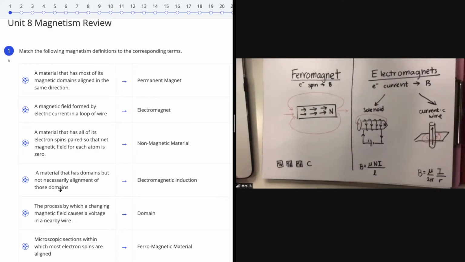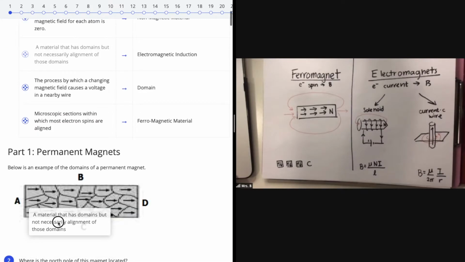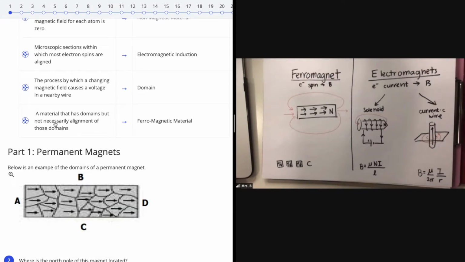Now, a material that has domains, but not necessarily alignment of those domains, is called a ferromagnetic material. So let's drag that one down. This is something like iron, nickel, or cobalt, in which it has domains because it has unpaired electrons. The most common form of iron, for instance, has 4 unpaired electrons, so each individual iron atom acts like a mini magnet. Iron doesn't have to be aligned in its natural state, so a ferromagnetic material like iron will have domains, but won't necessarily have the alignment.